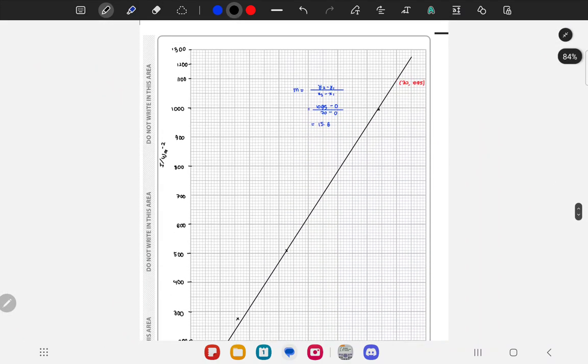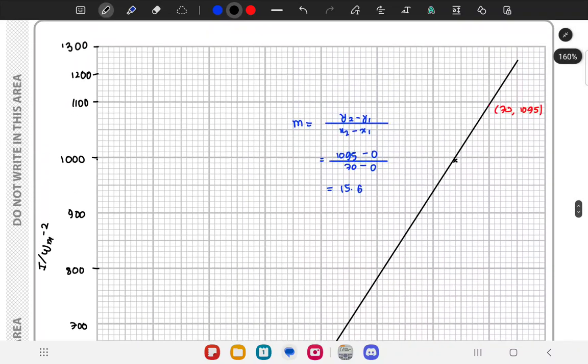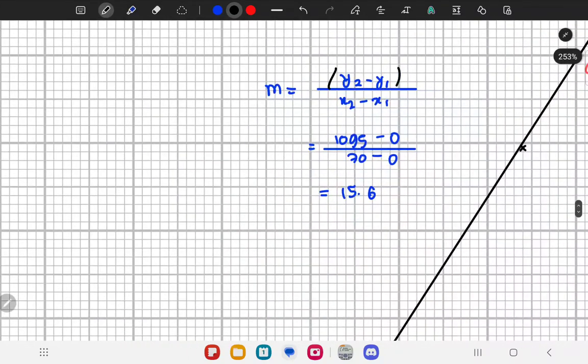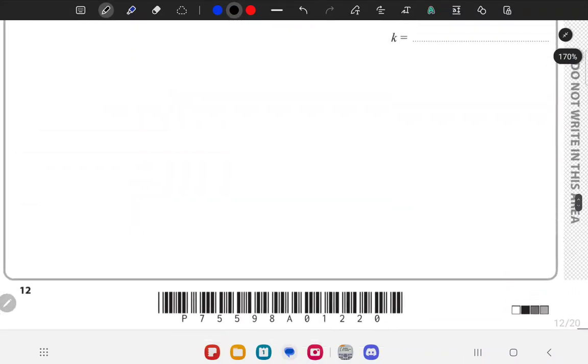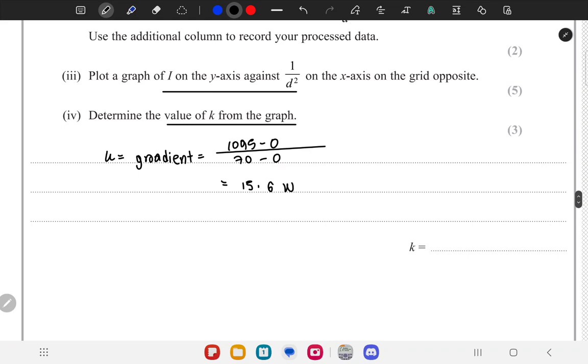The unit on the y-axis was watt per meter square, and the unit for the x-axis was per meter square, so this would cancel out. The unit of K would be in watts, so 15.6 watts.